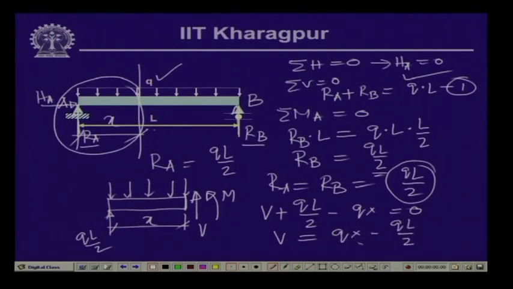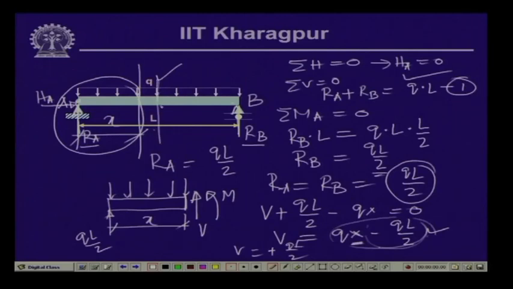Now, here please note that if x is equal to 0, which is the left support, then V is equal to minus qL by 2. Now, as x goes along the length of the beam, when x becomes L by 2, the value of V becomes 0. As x increases, this quantity keeps on increasing from minus qL by 2, and at x equal to L by 2 it becomes 0, and at x equal to L, V becomes plus qL by 2. So, you see the variation is like this.